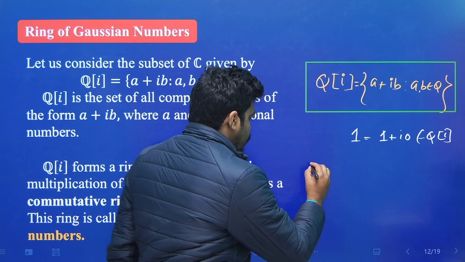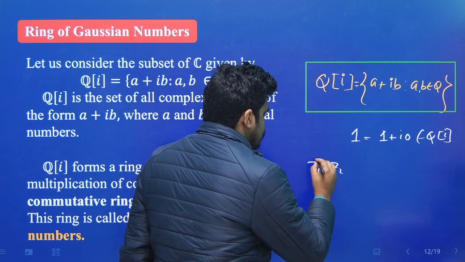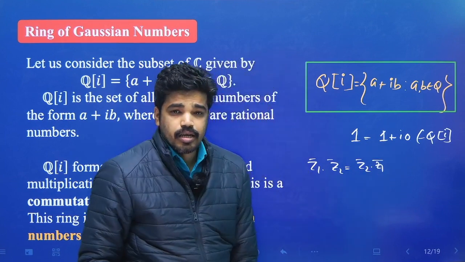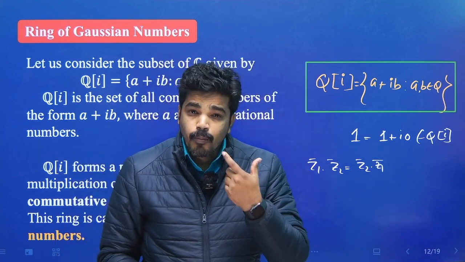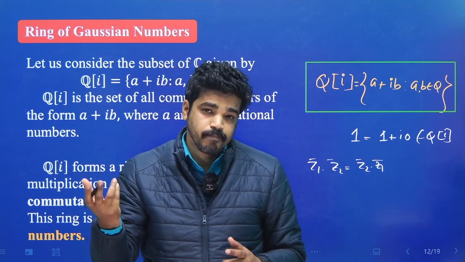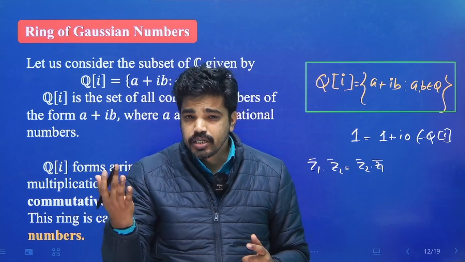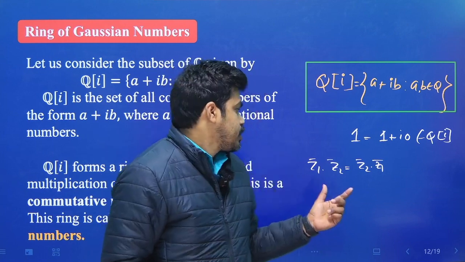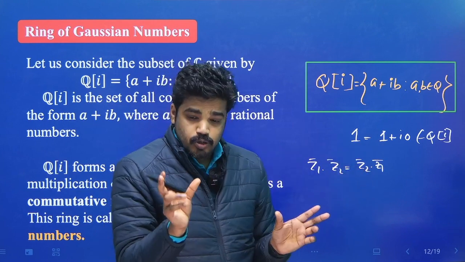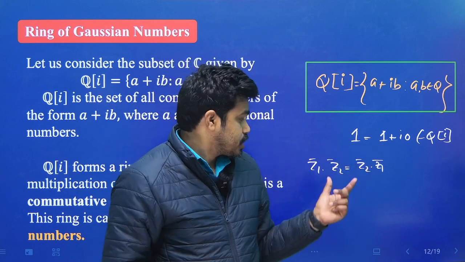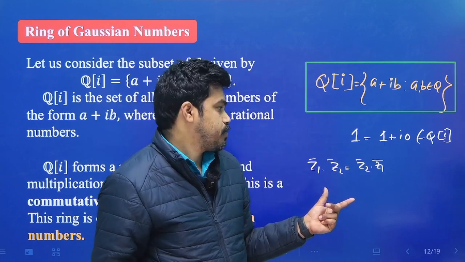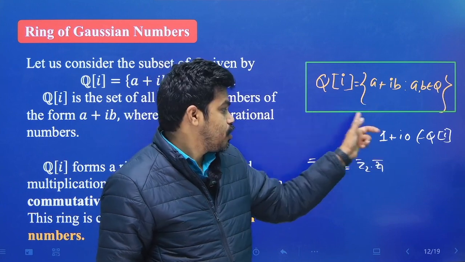Suppose z1 is a complex number, z2 is a complex number, z1 into z2 is equal to z2 into z1, right? For a ring, commutative means we have to check commutativity with respect to multiplication, a dot b is equal to b dot a. A ring R is said to be commutative if a dot b is equal to b dot a. So we know that z1 into z2 is equal to z2 into z1, if you multiply two complex numbers, that is, complex numbers are commutative with respect to multiplication, so that's why this is a commutative ring with unity.